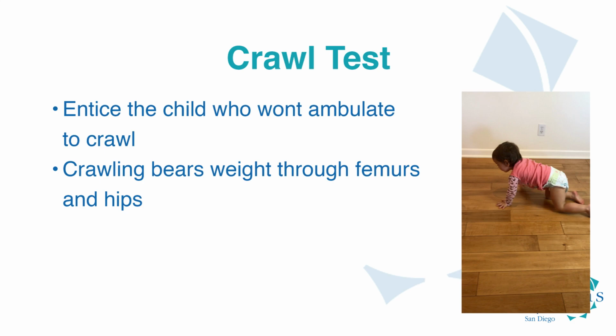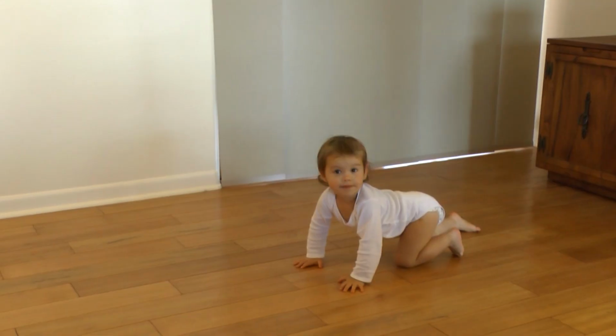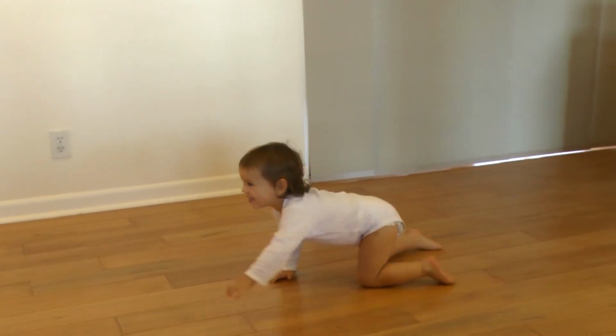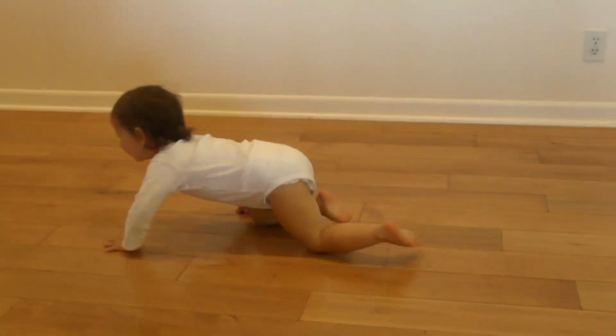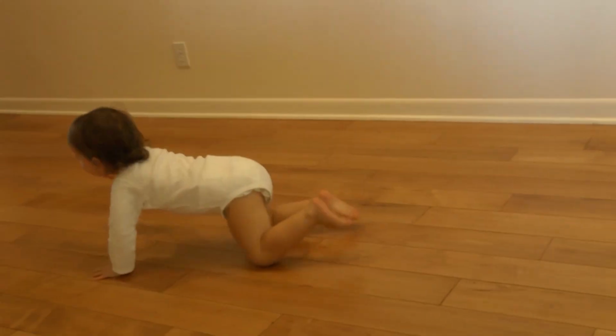If the child will not stand, try to entice the child to crawl. If the child can crawl, this narrows the location of pathology to the tibia and feet. Imaging studies can now be limited to those areas. Here the child is seen easily able to crawl. This locates the pathology distal to the knee. If the child was unable to crawl secondary to pain, this would indicate pathology above the knee.